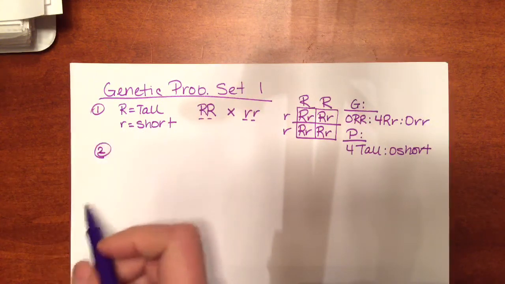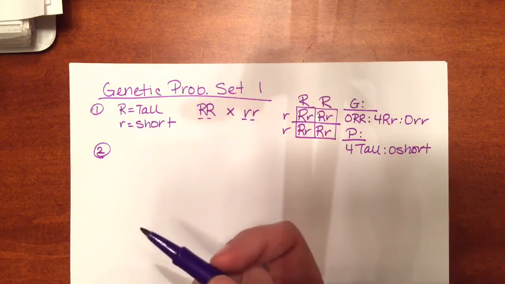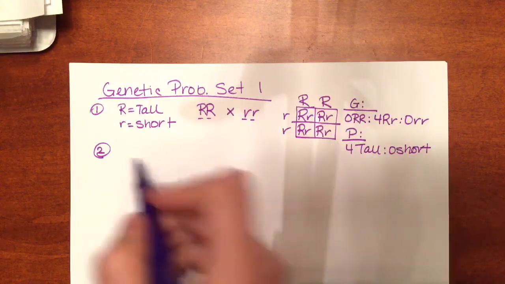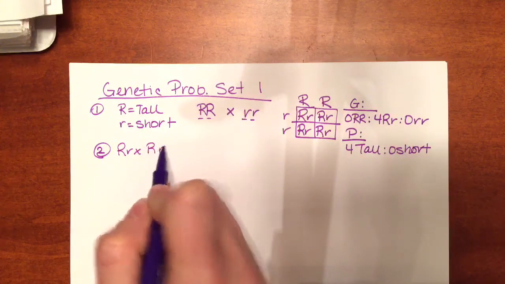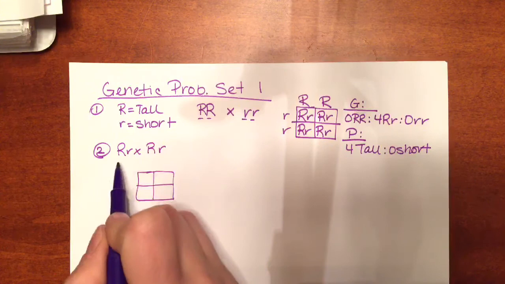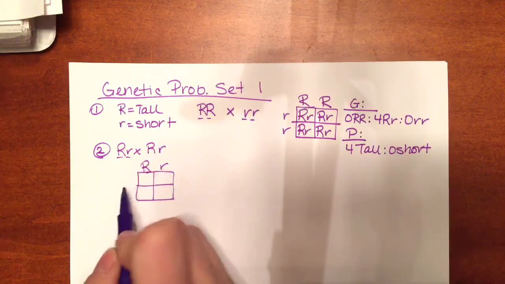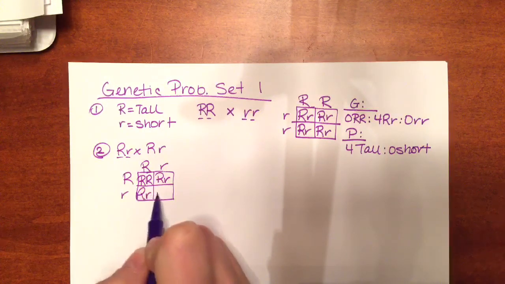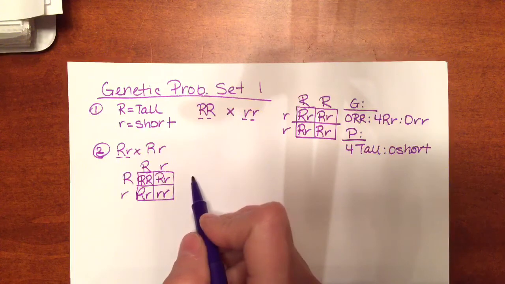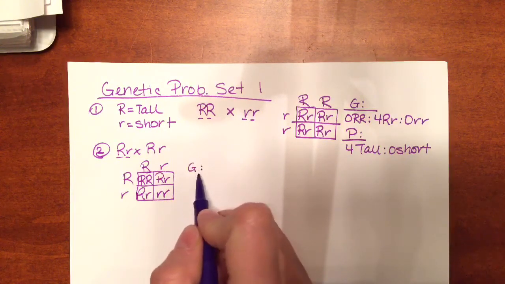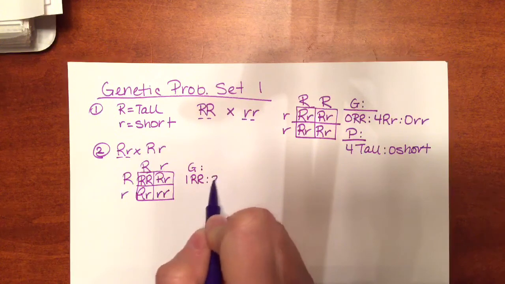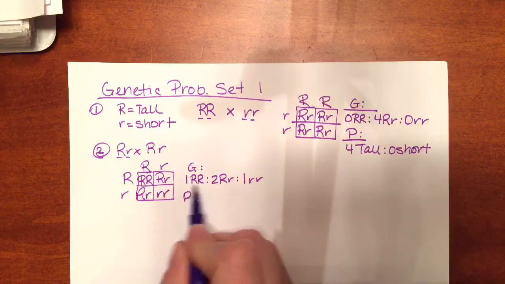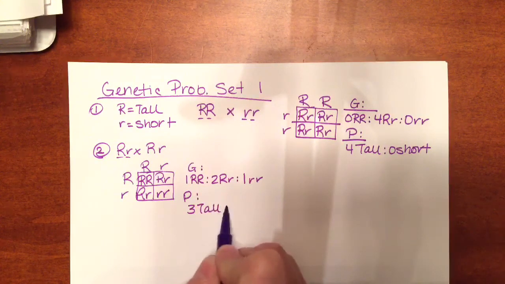Number 2 asks if the offspring of the above cross are crossed with each other, what will be the genotype and phenotype ratio? The offspring are the big R, little r, so your cross is big R, little r crossed with big R, little r. You set up your Punnett square. This parent could pass on the big R or the little r, same thing with the other parent. So your Punnett square looks like this, and your genotype ratio would be 1 big R, big R to 2 big R, little r to 1 little r, little r. Your phenotype ratio would be 3 tall to 1 short.